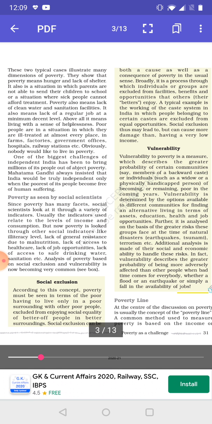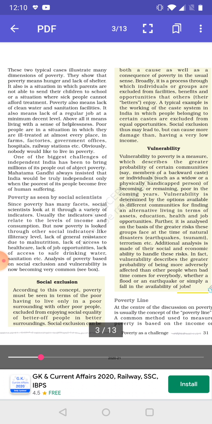Usually the indicators used to see poverty are the levels of income, or how much they are earning, and how much they are consuming out of it. But now poverty is looked at through other social indicators also, like their literacy level, their level of nourishment, the lack of access to healthcare or education facilities, the lack of job opportunities, whether they are employed or unemployed, and their access to safe drinking water and sanitation. All of these are indicators used to look at poverty.